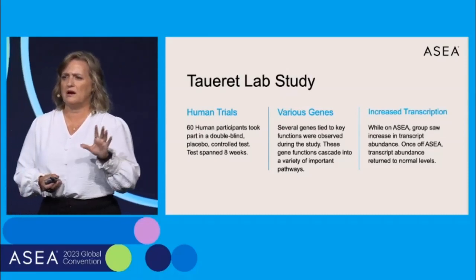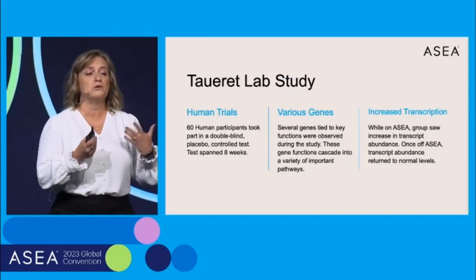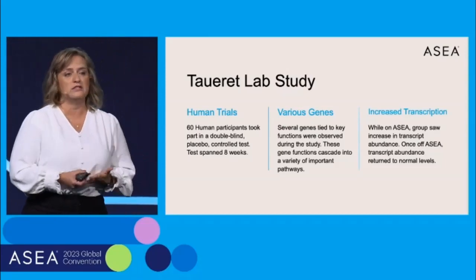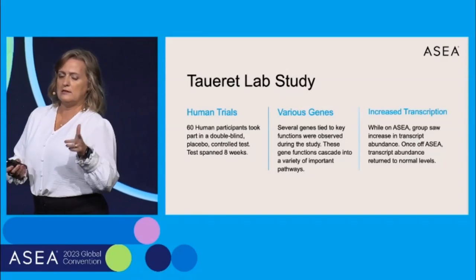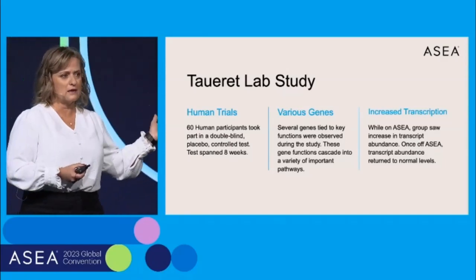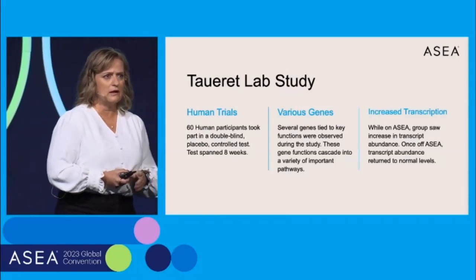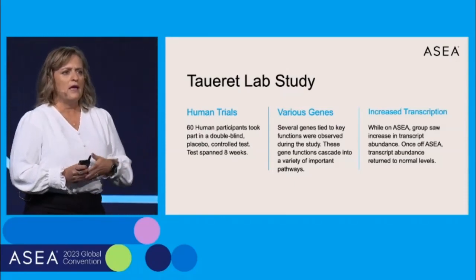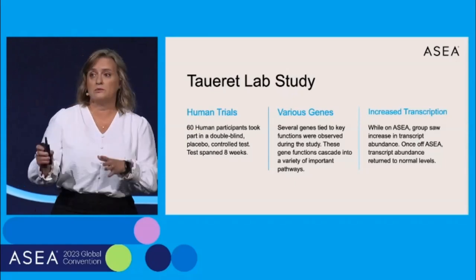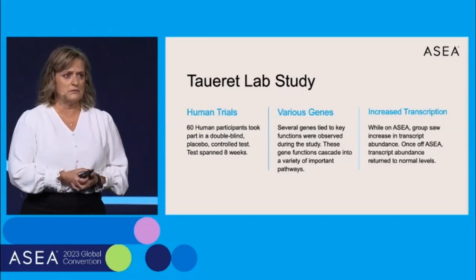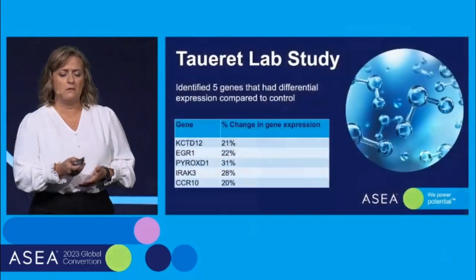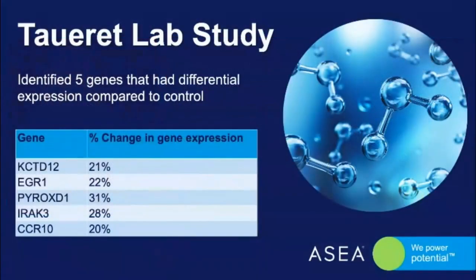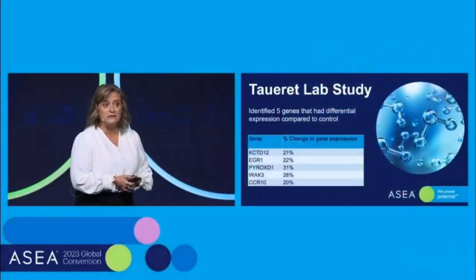A few of these genes were upregulated, meaning that the cells were making more of these proteins because the genes were turned on, like Hunter just mentioned, right? Genes were turned on in the group of subjects that took ASEA Redox. Among these genes, there were 5 genes that were turned on. These are very complicated names, right? But in the left column, we can see the names of these genes.